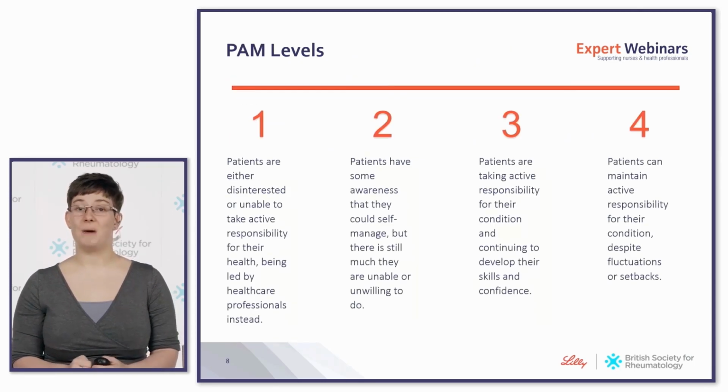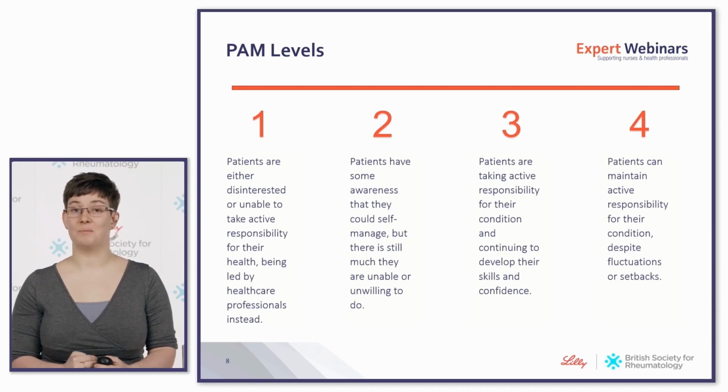Now, to discuss the PAM levels that I mentioned earlier that the PAM provides people with, I'll go through a brief description so that you can understand them in a little bit more detail. PAM level 1 is the lowest level and reports when people are perhaps unable or unwilling to take an active role in managing their health, and that they're largely led by healthcare professionals.